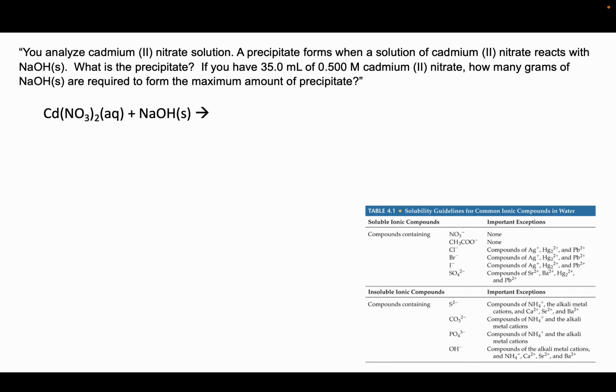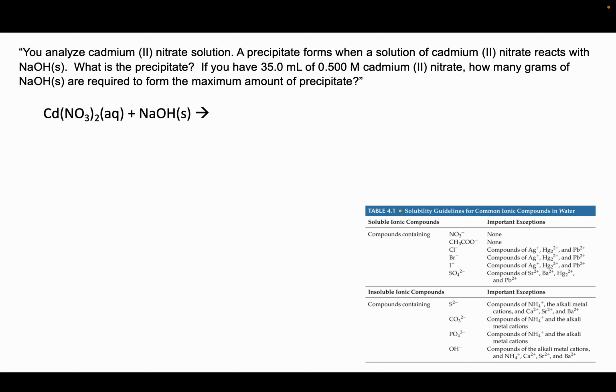So we're going to be combining a cadmium 2 nitrate solution. A precipitate forms when it reacts with sodium hydroxide. What would be the precipitate? And then do a calculation. How many grams of sodium hydroxide would be required to form the maximum amount of the precipitate? So cadmium 2 nitrate is reacting with sodium hydroxide.